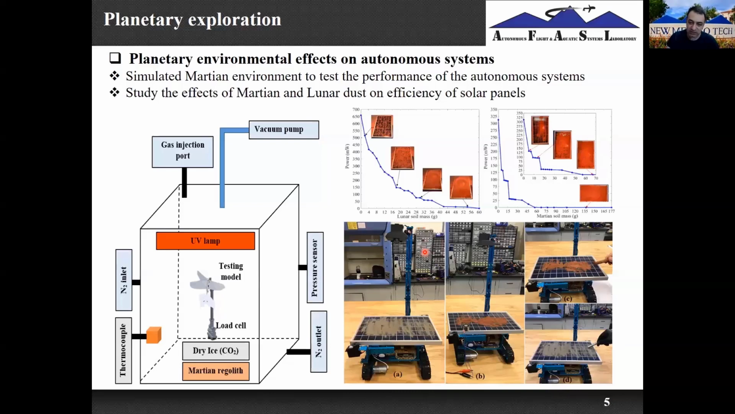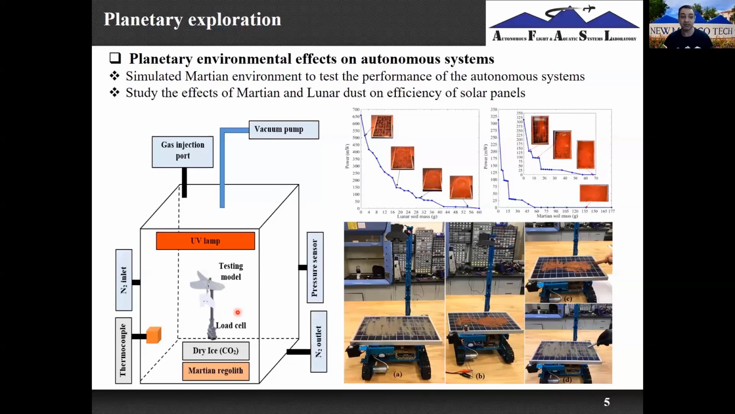One of the projects that we are looking at here is making some stands and a box, simulating the type of gases, the Martian regolith, which is Martian dust, and dry ice to create the gases. Then we make a station to which we can attach different types of systems in order to see how they act in those environments.